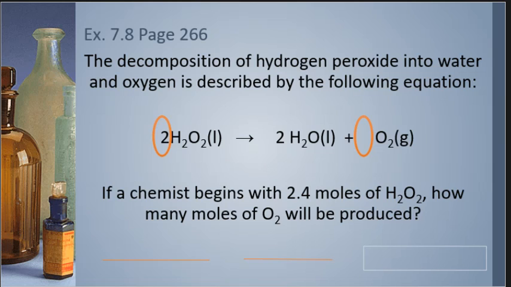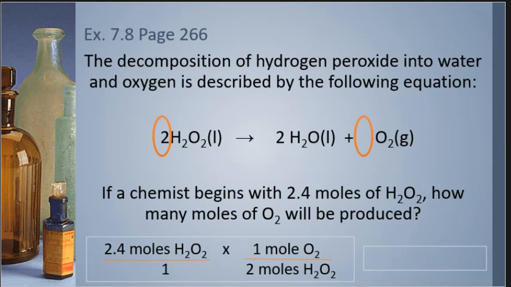So if a chemist begins with 2.4 moles of H2O2, how many moles of O2 will be produced? All right, so I take my number, 2.4 moles, put it over 1, and then my conversion relationship, I know it's 2 to 1. 1 mole of O2 for every 2 moles of H2O2 gives me 1.2 moles of O2.